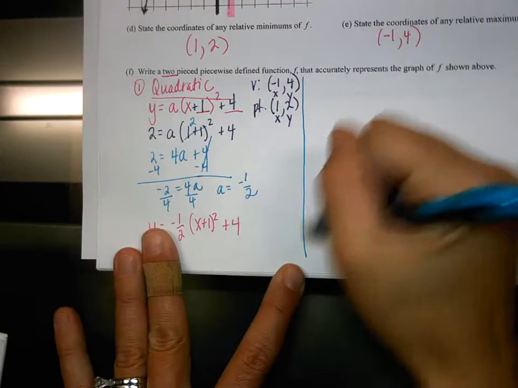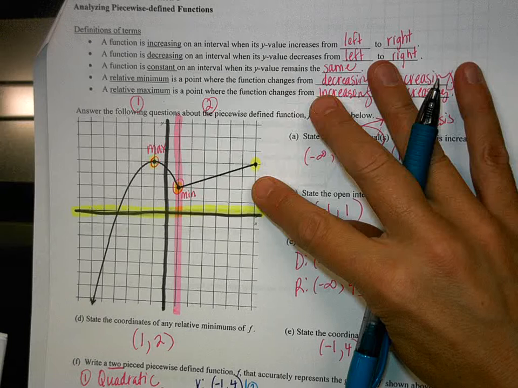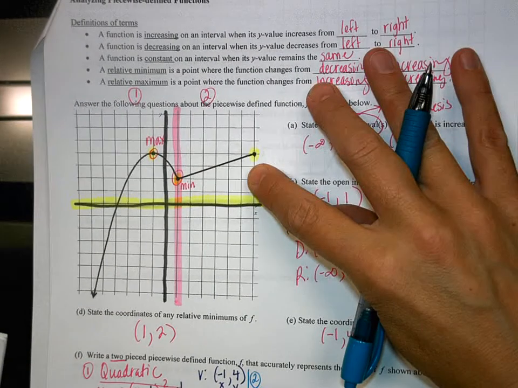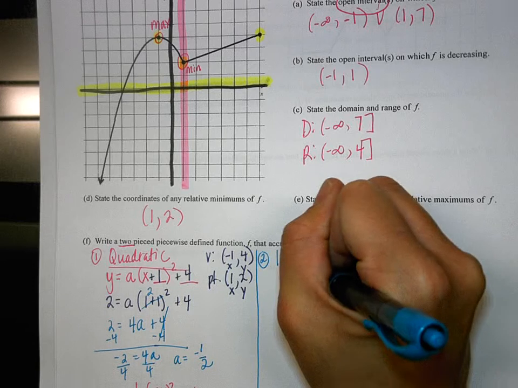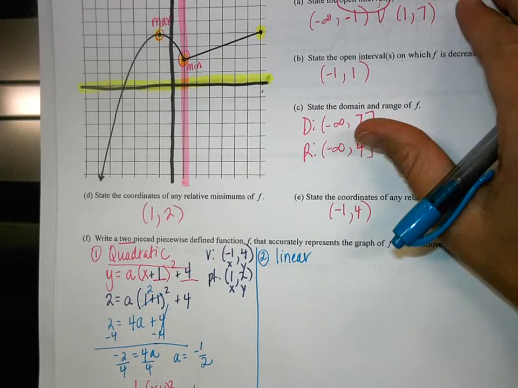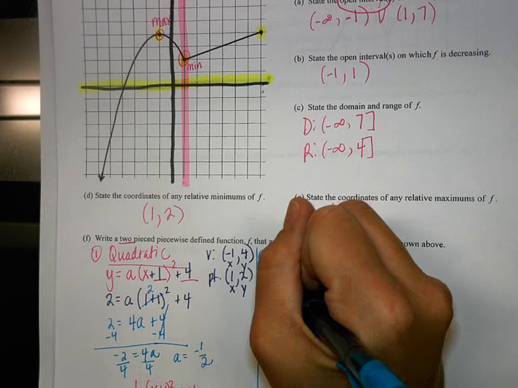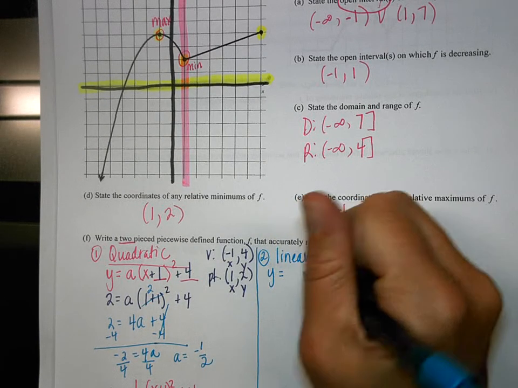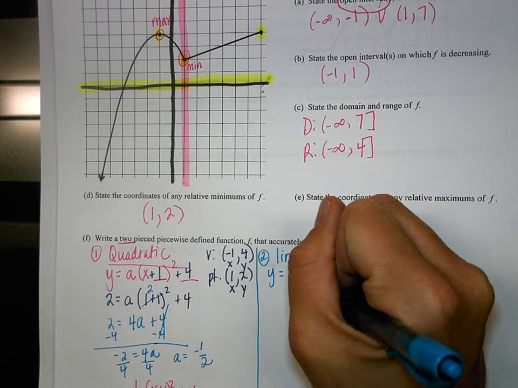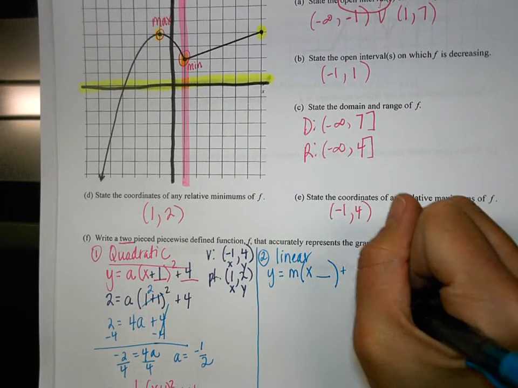And so I'm going to write 2 here. And if we look up at our second graph, what type of function is that? Good, linear is correct. So when we are writing the equation for a linear function, it is y equals, we could do an m or an a. I'm going to do m. And then we have x plus or minus something, and then plus something at the end.